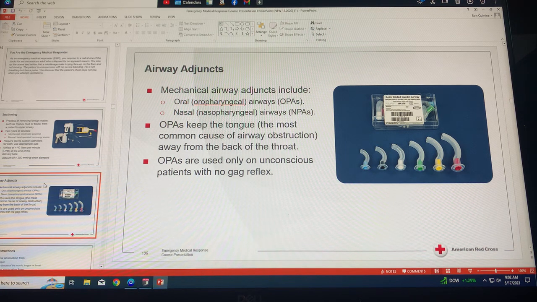Airway adjuncts come in a variety of sizes. The curved design fits the natural contour of the mouth and throat. Once you have positioned the device, you can use a resuscitation mask or a bag valve mask to ventilate a non-breathing patient. So, mechanical airway adjuncts include oral and nasal. OPAs keep the tongue, the most common cause of airway obstruction, away from the back of the throat, and OPAs are used only on unconscious patients with no gag reflex.